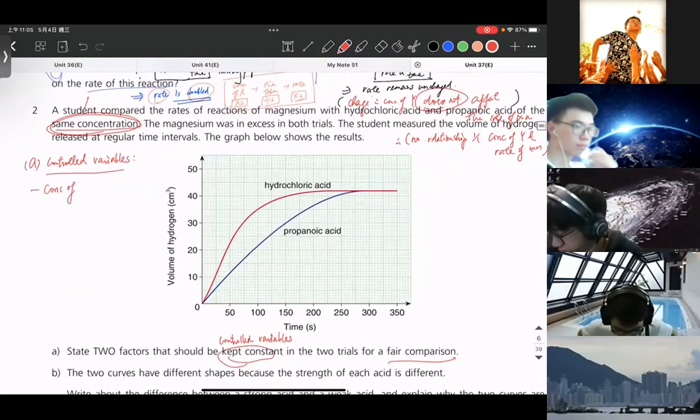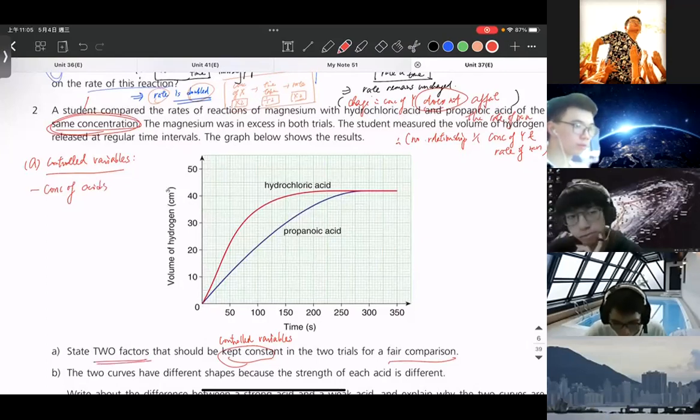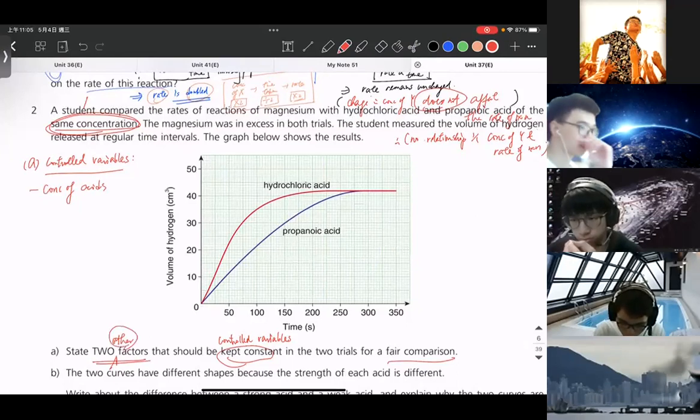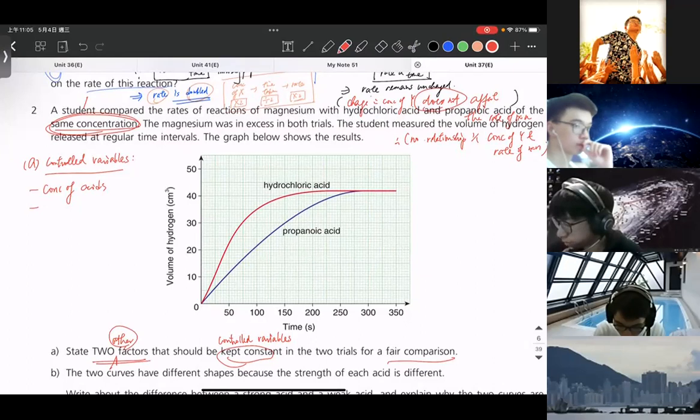So the question is rather problematic, because if I were the marker, I would have a set of answers. I will write down, state 2 other factors, instead of merely putting it into the question. Besides concentration of acid, what else can you think of? Can you please give me one more control variable?